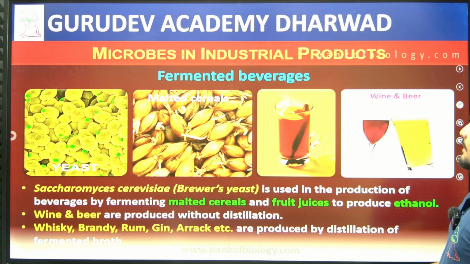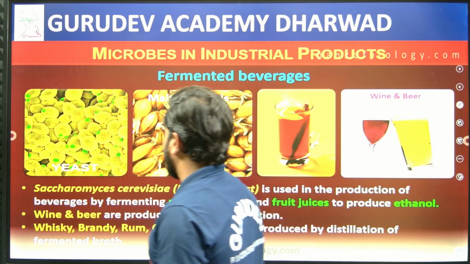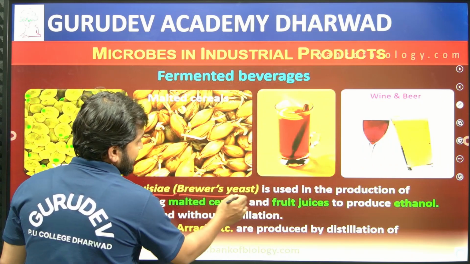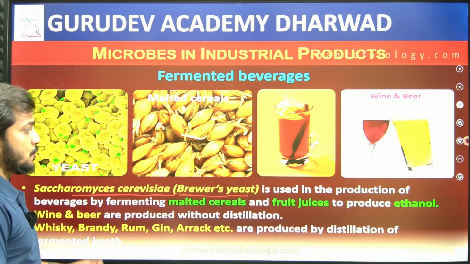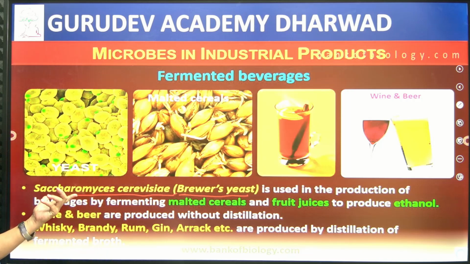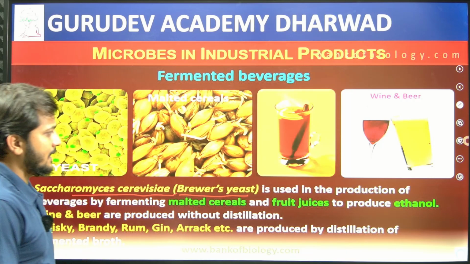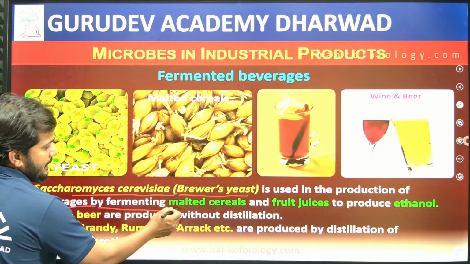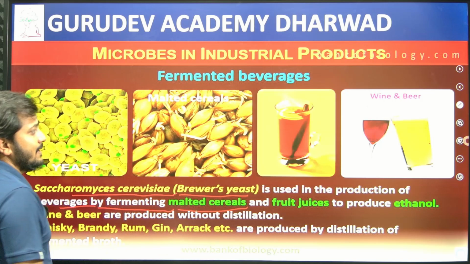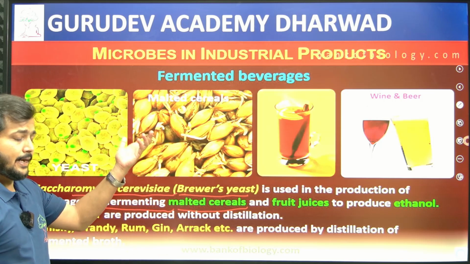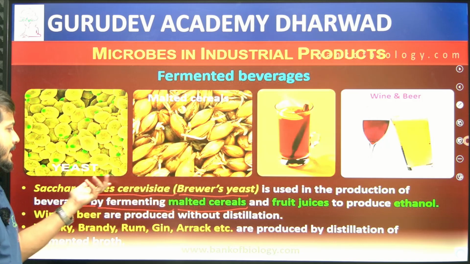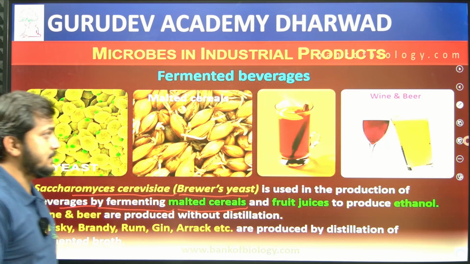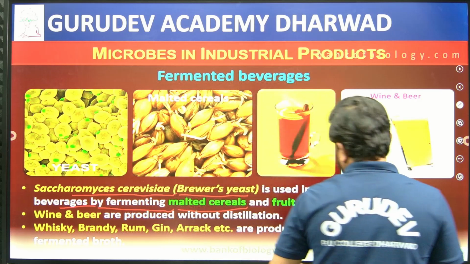So here, mainly for fermented beverages, Saccharomyces cerevisiae, also known as brewer's yeast, is used to prepare different beverages. They use this Saccharomyces cerevisiae, right? It is used for the production of beverages by fermenting malted cereals. So we take cereals, go ahead with malting and carry out the fermentation, which gives me a beverage. That is wine and beer, right?